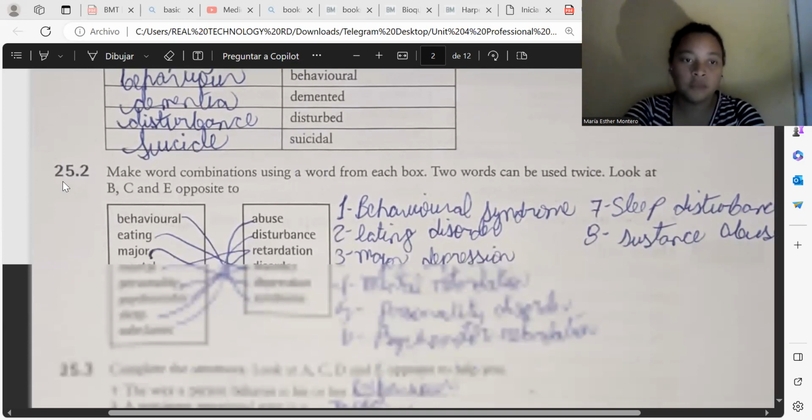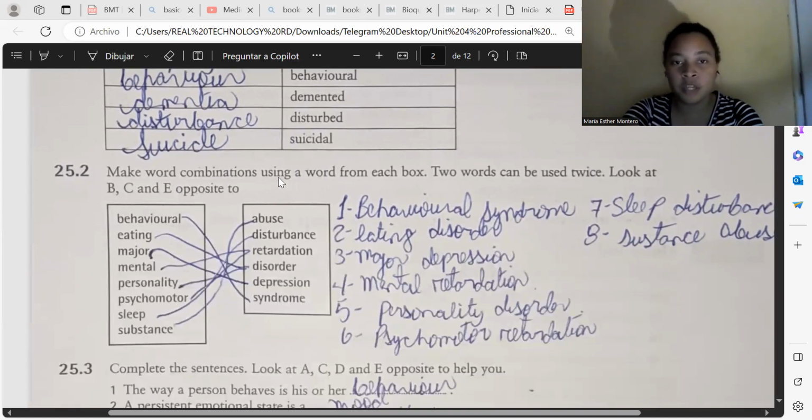Exercise 25.2. Make word combinations using a word from each box. Two words can be used twice. Look at B, C, and E opposite to help you. Behavioral syndrome, eating disorder, major depression, mental retardation, personality disorder, psychomotor retardation, sleep disturbance, substance abuse.